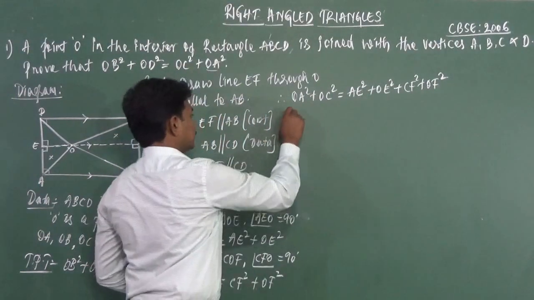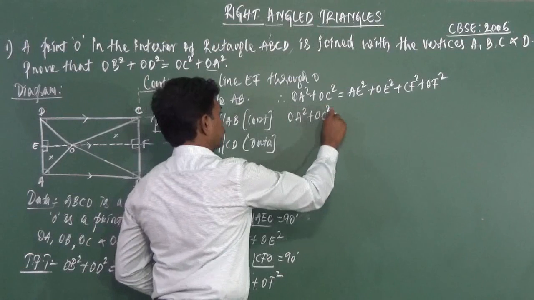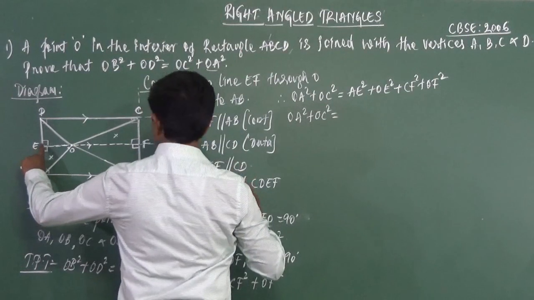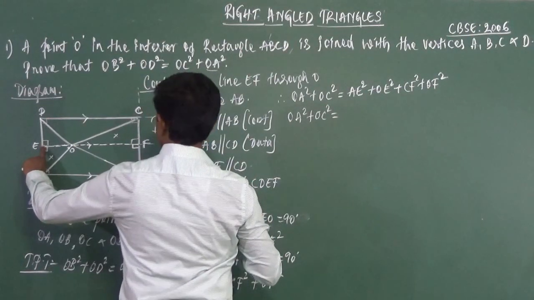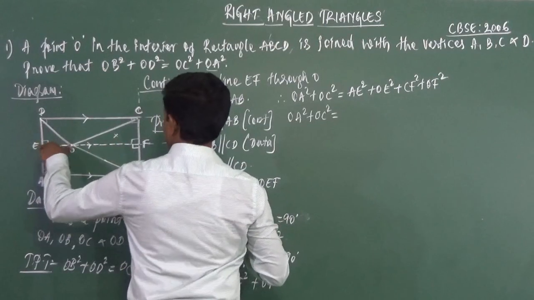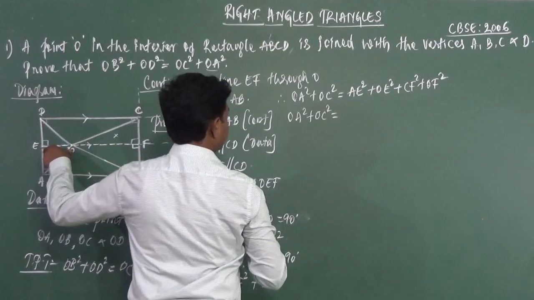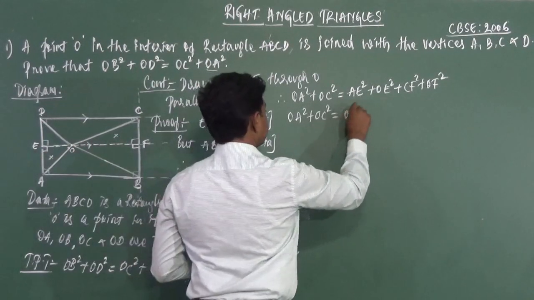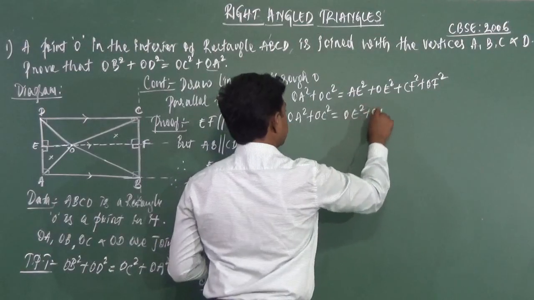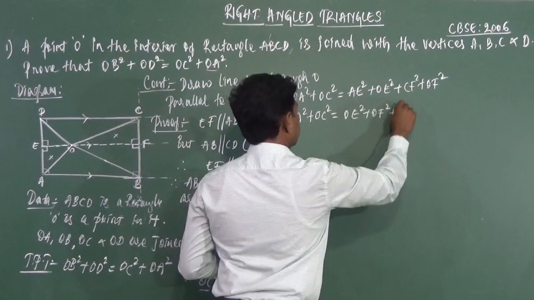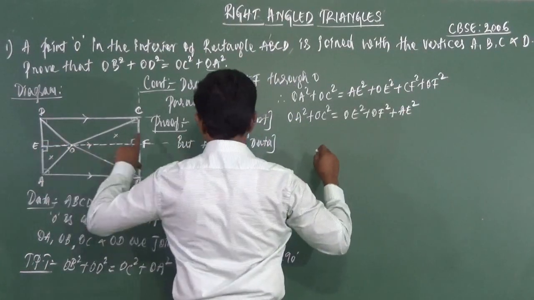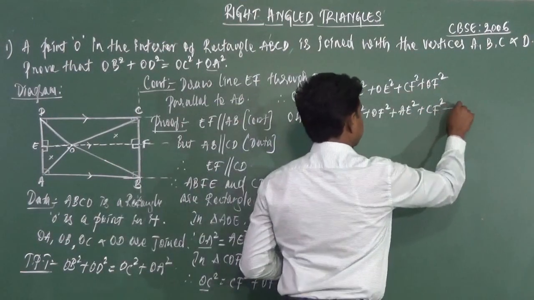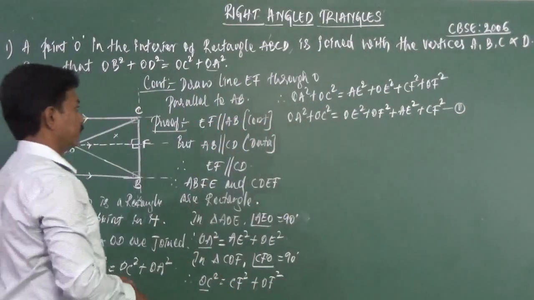So, now we will rearrange this. OA square plus OC square is equal to OE square plus OF square plus AE square plus CF square. Alright. We will take this as equation 1 right now.